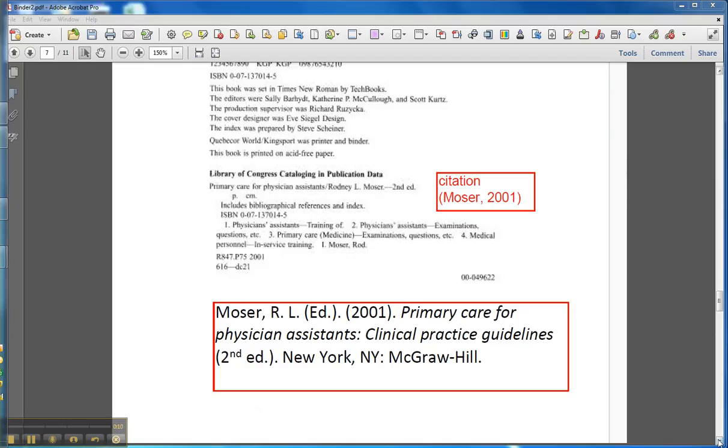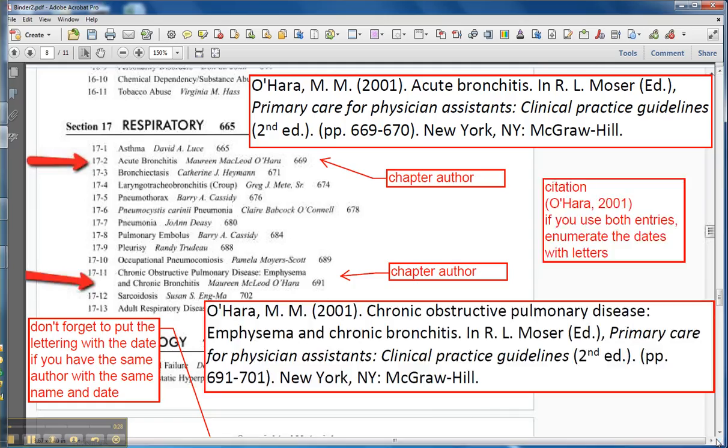So I had left off with this book, Primary Care for Physician Assistants, Clinical Practice Guidelines, and if we were going to just cite the book, then this is the way the entry would be, and this is the citation for the editor. If we are going to cite any of the particulars out of one of the chapters, then this is the format that we would use for that. So I happen to have made two contributions to this book.